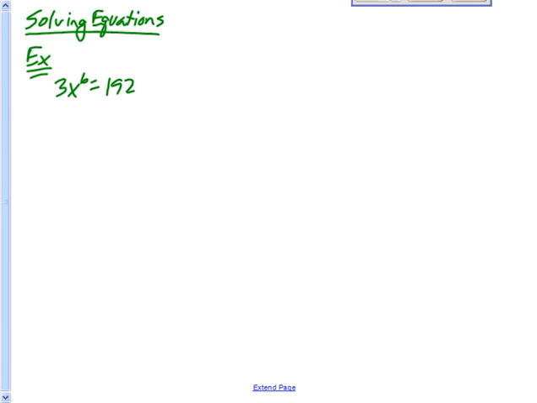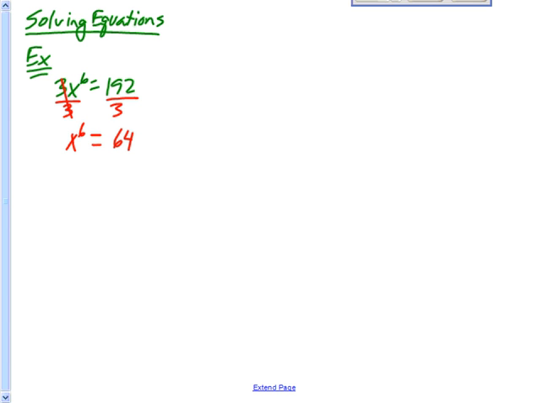All right, how about this? 3x to the 6 equals 192. Well, again, like we've always done, we're going to isolate that x to the 6. So let's divide by 3. So x to the 6, let's see, what's that? 64. Okay.